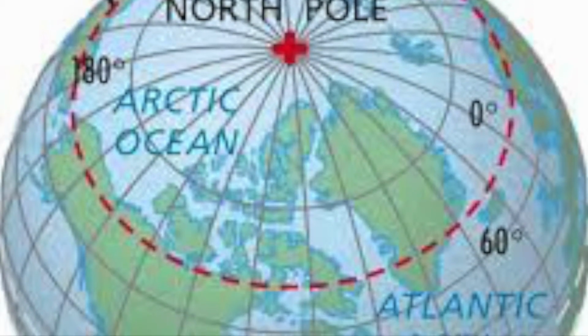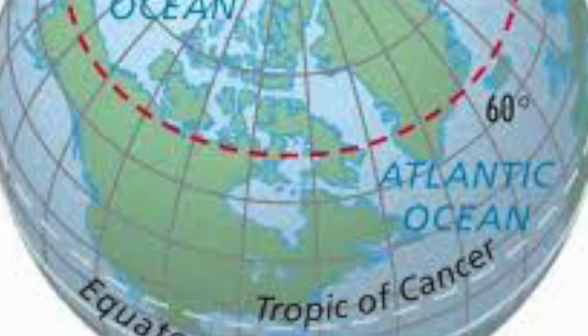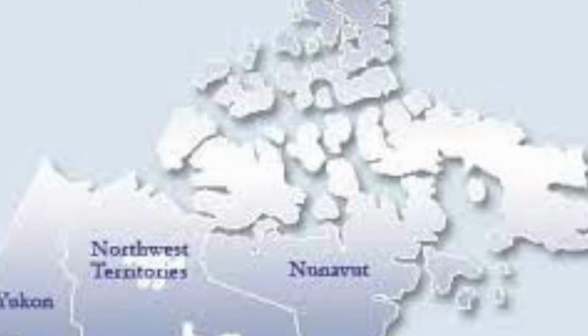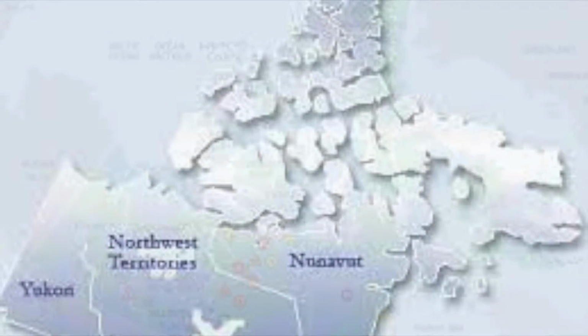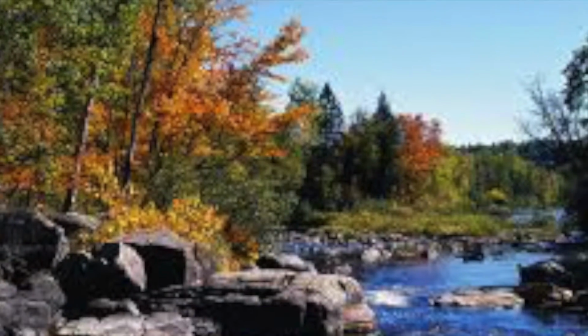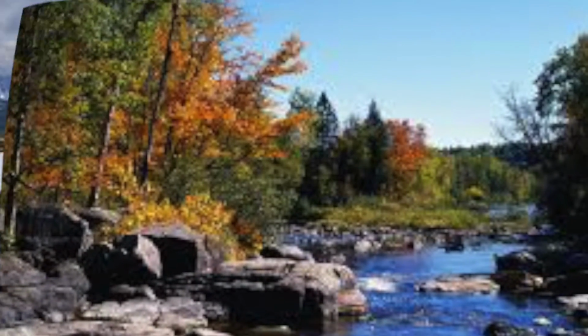Northern Canada is extremely cold due to its location close to the Arctic Circle. The Canadian North includes the Yukon Territory, the Northwest Territories, and Nunavut. These three territories cover more than a third of Canada, but are home to only about 100,000 people. The physical geography of the Canadian North includes forest and tundra.